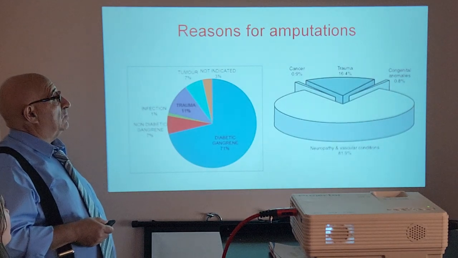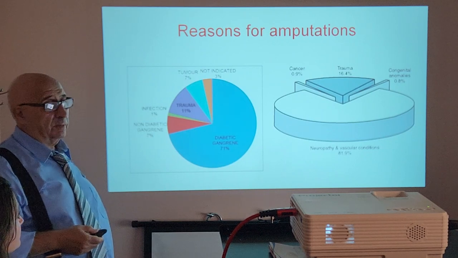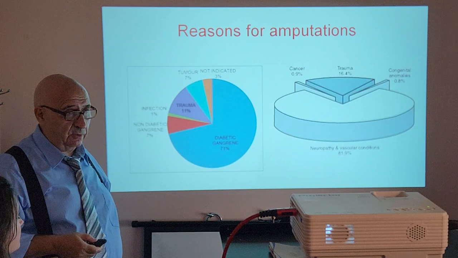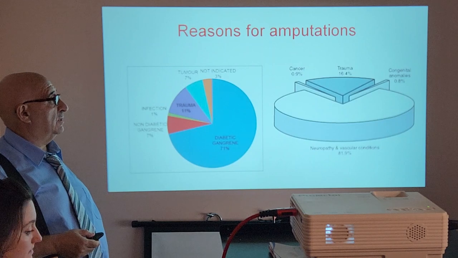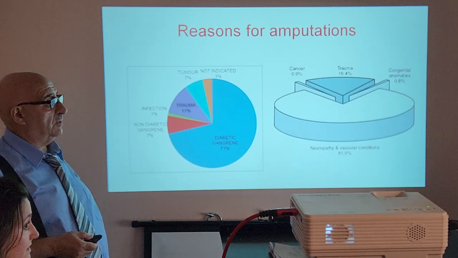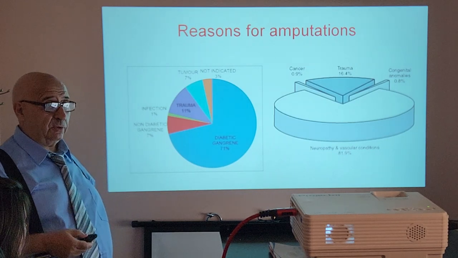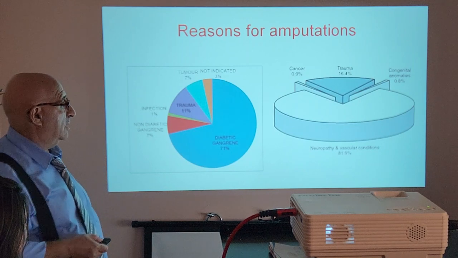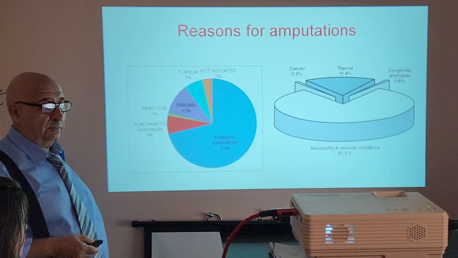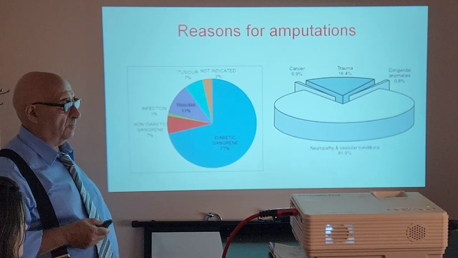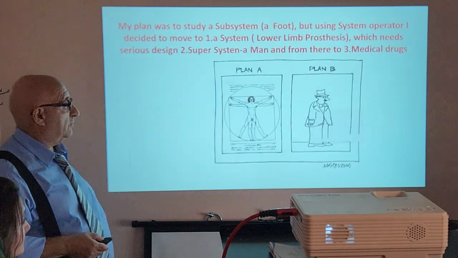When I got to postgraduate school, my goal was to figure out the puzzle about the human foot at the beginning. But when I studied this from a system position, I decided to figure out why people are losing their foot. What is the reason for amputation? I was very surprised, because about 82% was vascular disease. Not accidents, not war, but vessels.